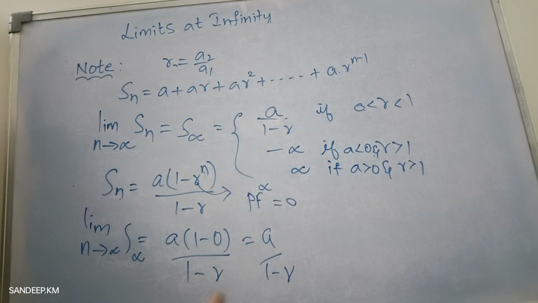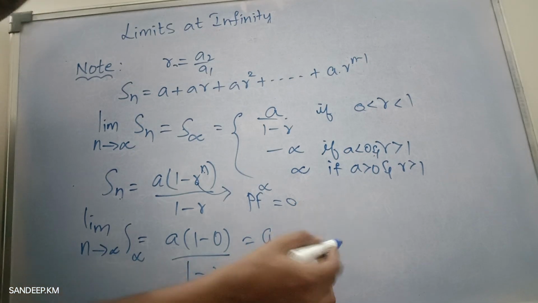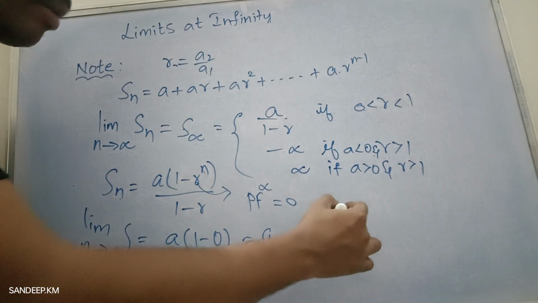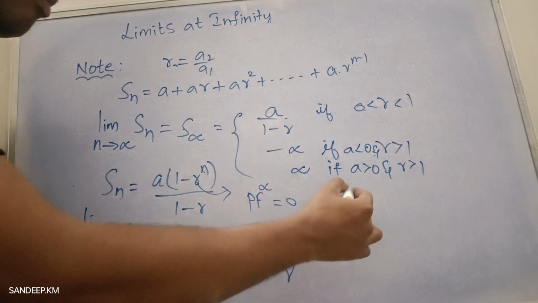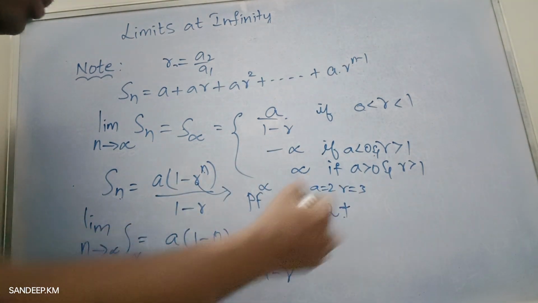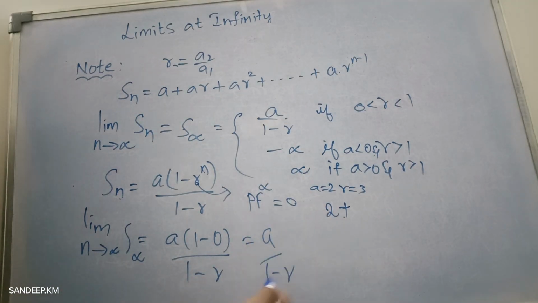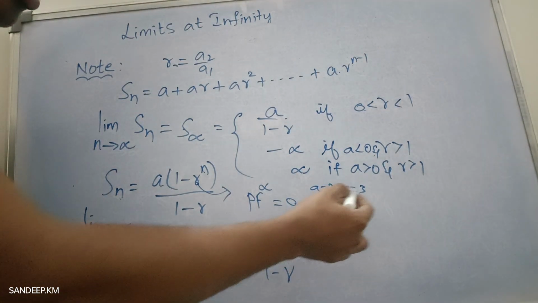In case you need an example, let A be positive, 2, and the common ratio greater than 1. Let the common ratio be 3. What is the second term? The common ratio is 3 and A is equal to 2. What is the GP, the sum of infinite terms in GP? 2 plus A into R.